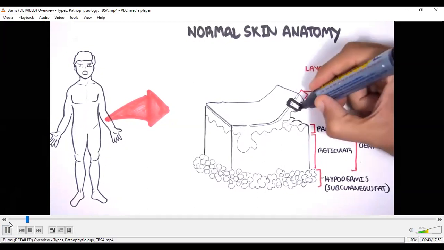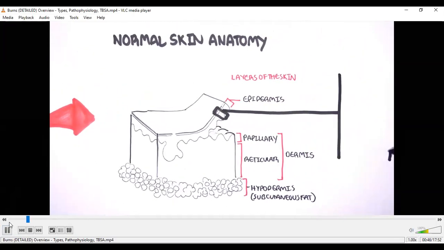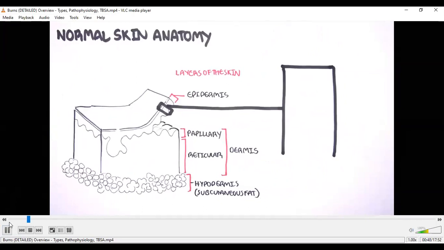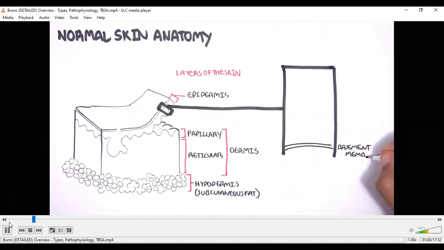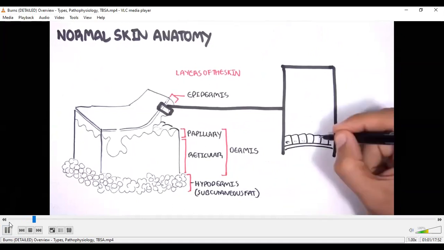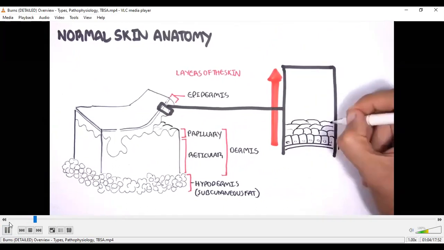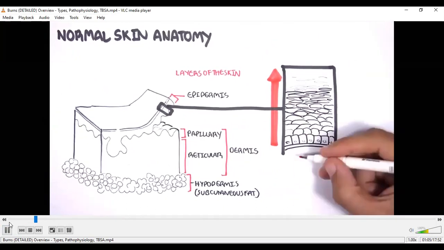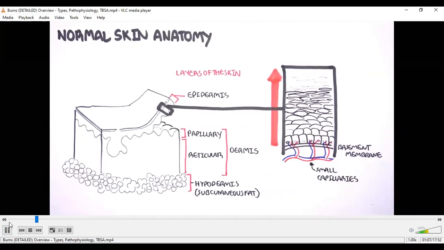Now the epidermis is very thin, and interestingly, its only blood supply is at its base. The epidermis is what essentially part of your skin that sheds off every day or so. What happens here is that the cells at the base of the epidermis, which are sitting on the basement membrane, receives blood supply from small capillaries from the dermal layer of the skin. And so this allows the cells of the epidermis.